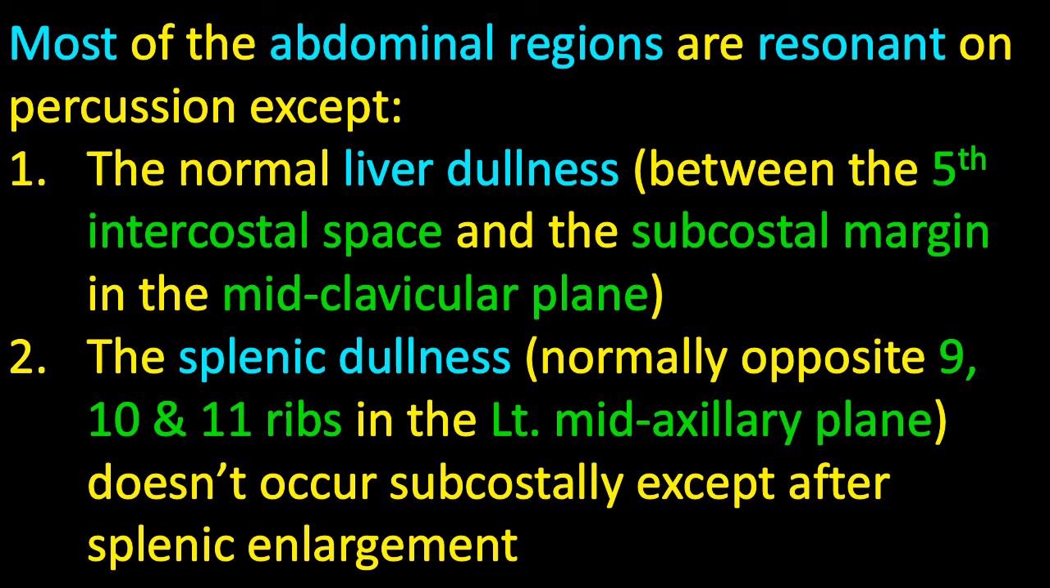Number two, the normal splenic dullness, which is present normally opposite the ninth, 10th, and 11th ribs in the left mid-axillary plane. The spleen doesn't enlarge subcostally except after splenic enlargement to huge size.